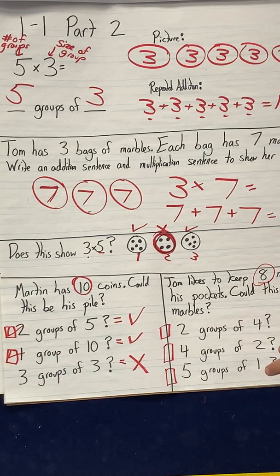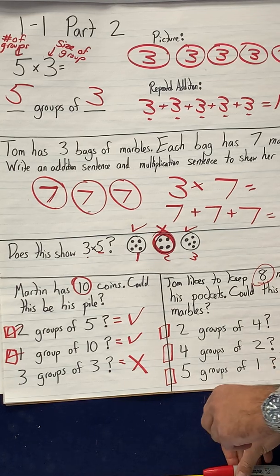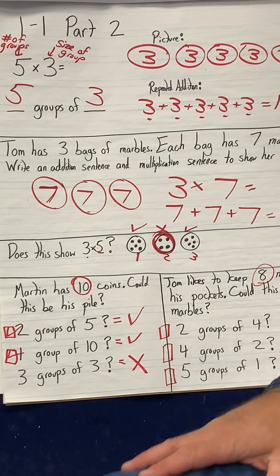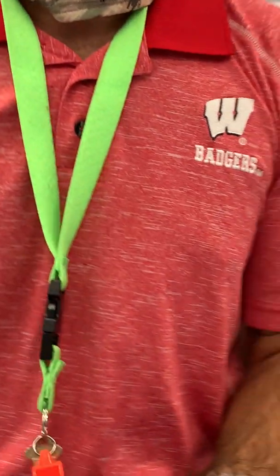Okay? I hope this helps you with your work today. Good luck. Just remember, equal groups. The first number is the number of groups, and the second number is how many in each group.